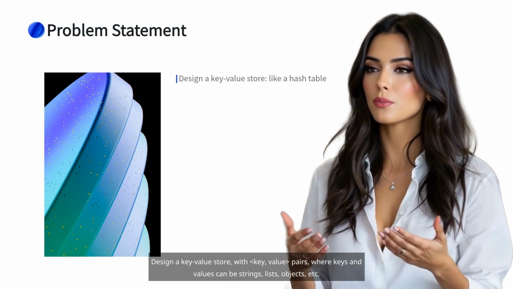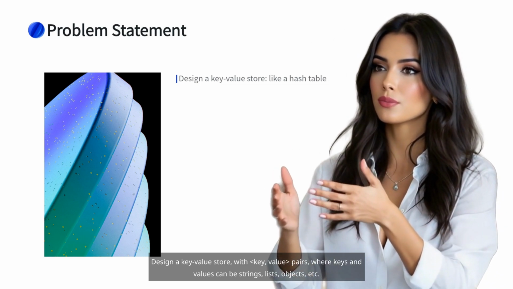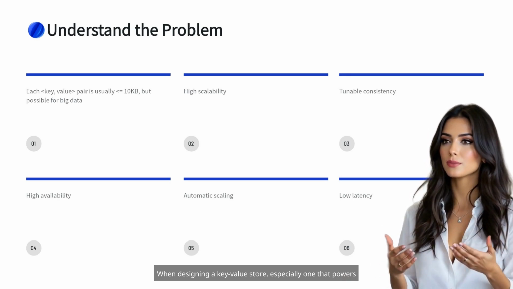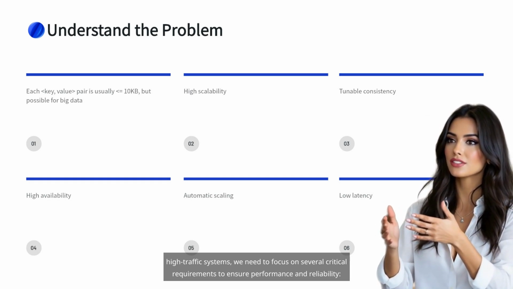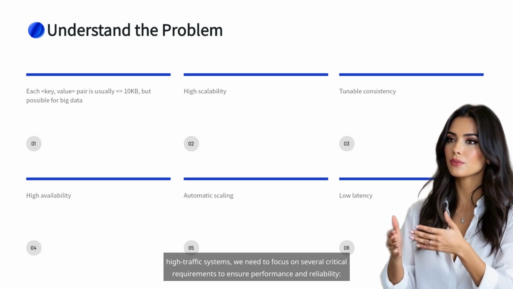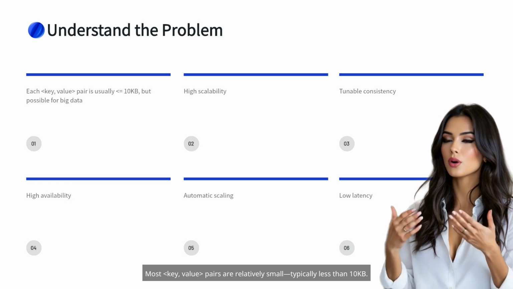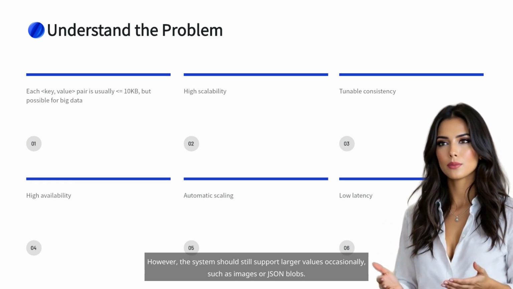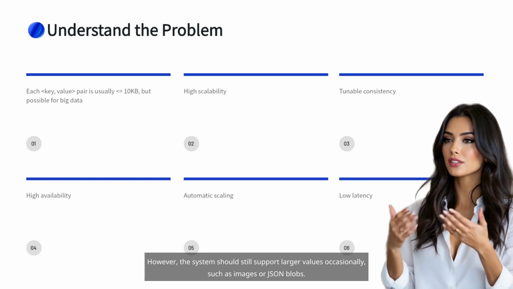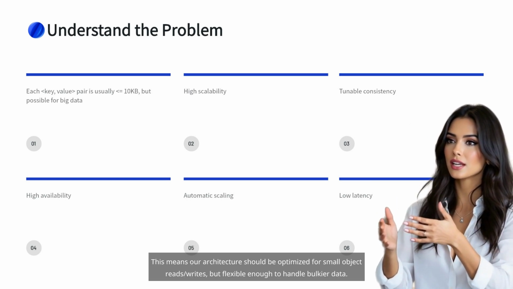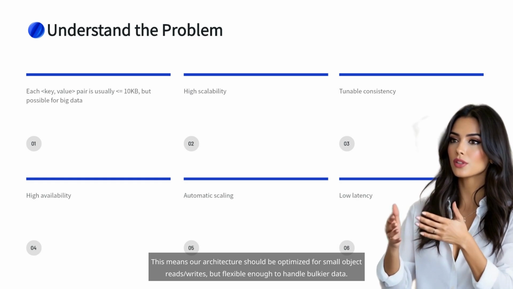Design a key value store with key value pairs where keys and values can be strings, lists, objects, etc. When designing a key value store, especially one that powers high-traffic systems, we need to focus on several critical requirements to ensure performance and reliability. Small to medium object size. Most key value pairs are relatively small, typically less than 10 kilobytes. However, the system should still support larger values occasionally, such as images or JSON blobs. This means our architecture should be optimized for small object reads and writes, but flexible enough to handle bulkier data.